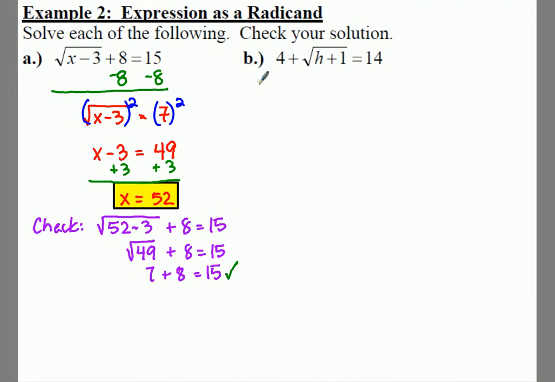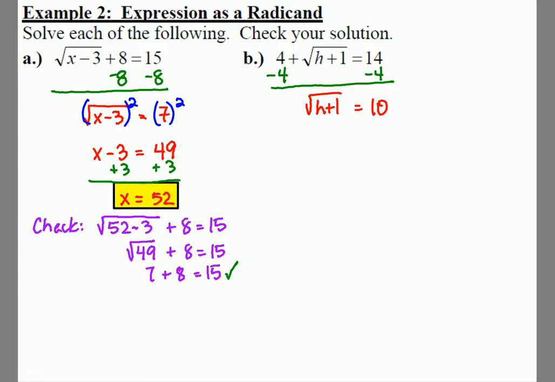Now a common error that people like to make, which will not be something that you do because I know you are super smart, is to just square both sides right away. Well, you can't do that because you still have this 4 out here. So you need to make sure you get rid of the 4 first. So we're going to subtract 4 because that's a positive 4. And that will give us the square root of h plus 1 is equal to 10.